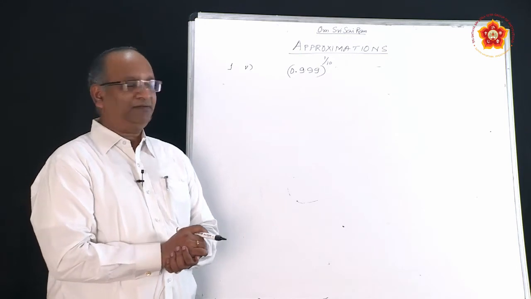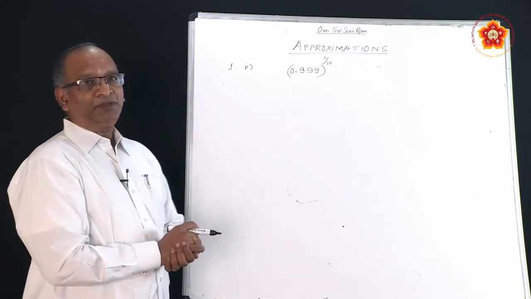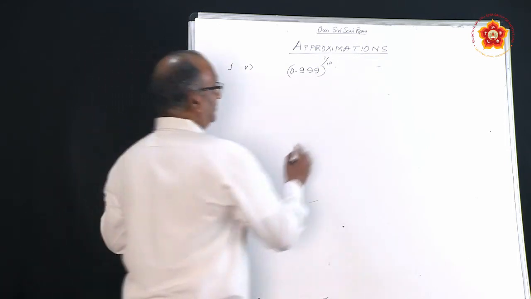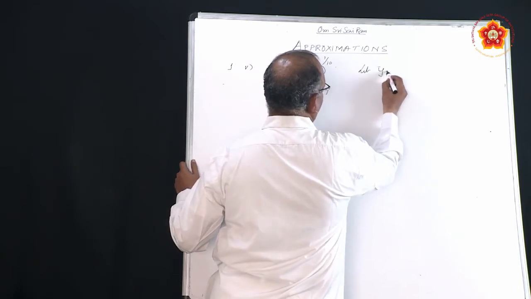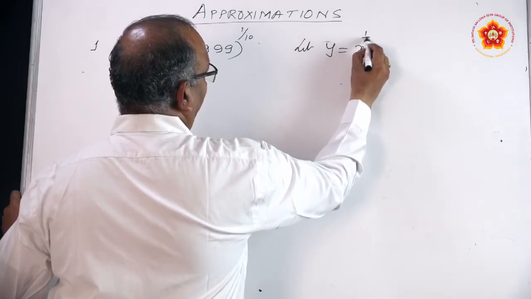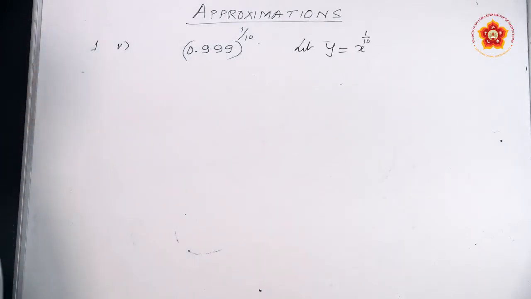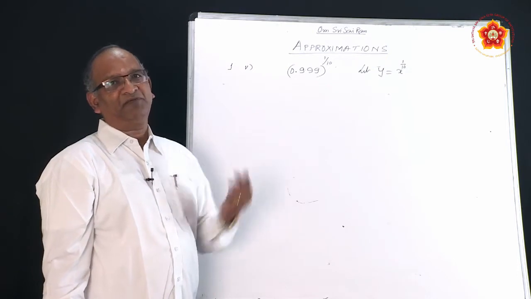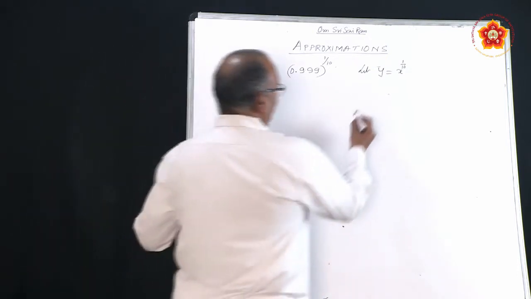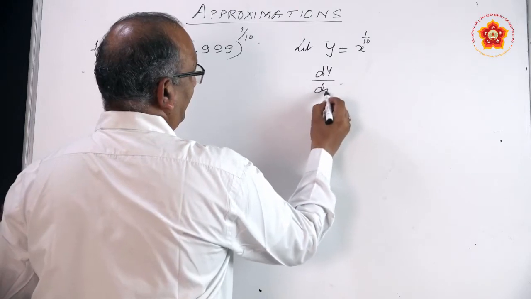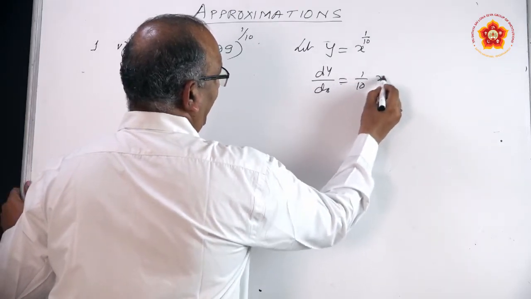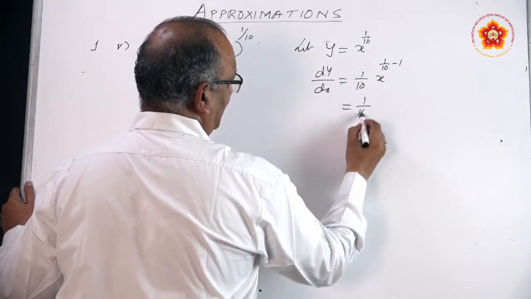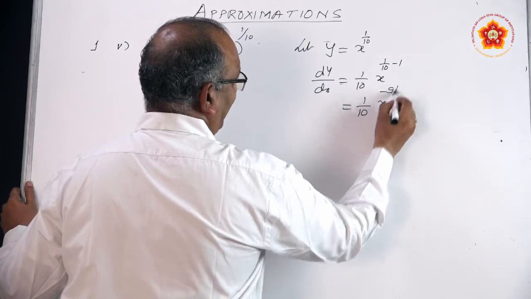So how do we proceed? Look at the problem. The problem, we want to find out 10th root. So what is the function? We will take the function as y is equal to x to the power 1 by 10. Why 1 by 10? Because 10th root. In the previous problem it was square root, so the power was 1 by 2. Find out dy by dx: 1 by 10 x to the power 1 by 10 minus 1, or in other terms x to the power minus 9 by 10.